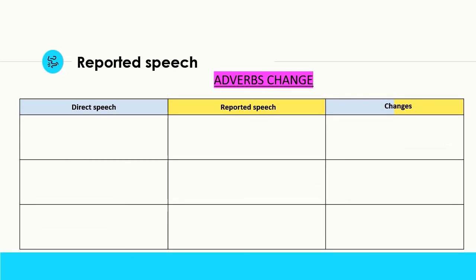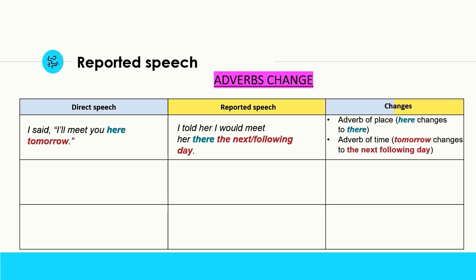In this table, you'll see different examples with all the changes explained in the third column. Let's see the first direct speech example. I said, I'll meet you here tomorrow. The changes are made to the adverbs of time and place. Look at the adverb of place here changed to there, and the adverb of time tomorrow changed to the next day or the following day.